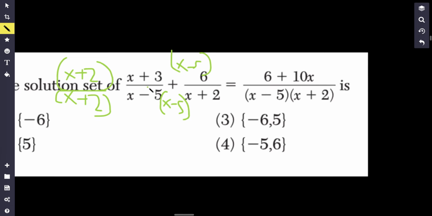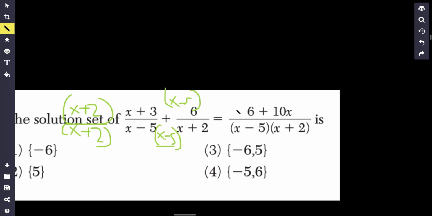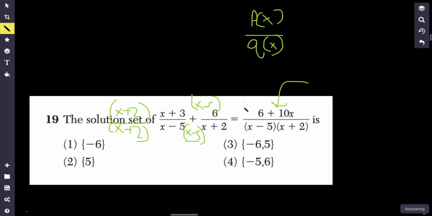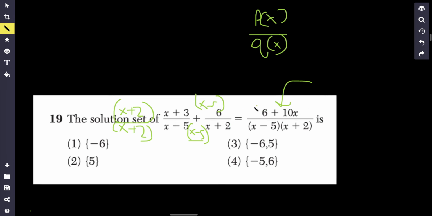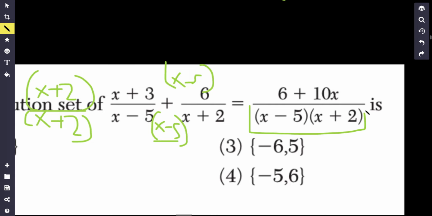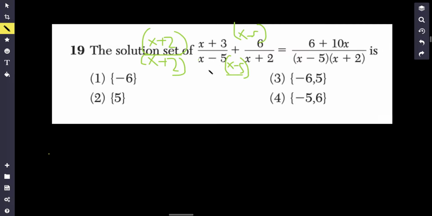Because now I have a common denominator of x minus 5 times x plus 2. Whenever you're doing these rational equation problems, rational basically just means you have a polynomial divided by a polynomial, right? So in this case, this would be a rational expression if it was by itself. And whenever you're solving these problems, the common denominator is usually just the two denominators multiplied together. And they literally give us a hint about what the common denominator is from this big thing.